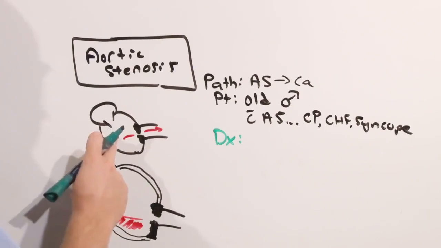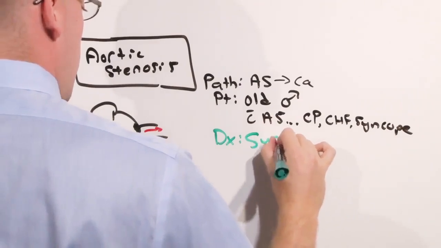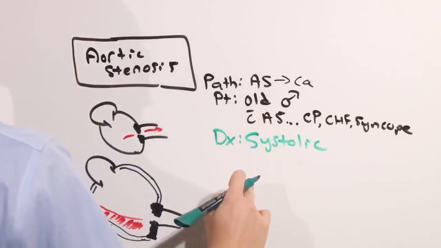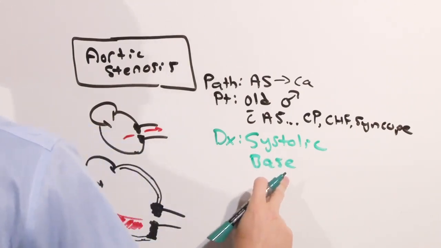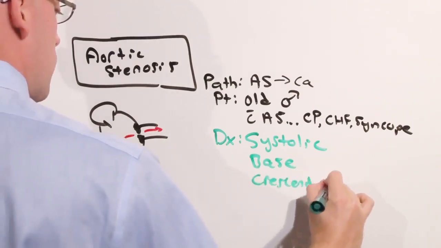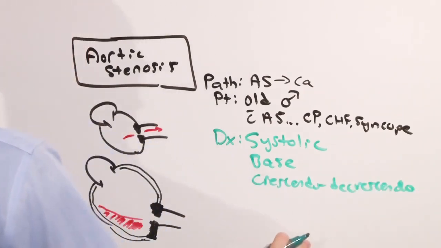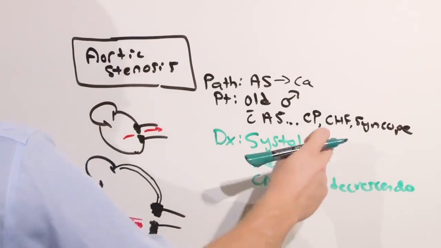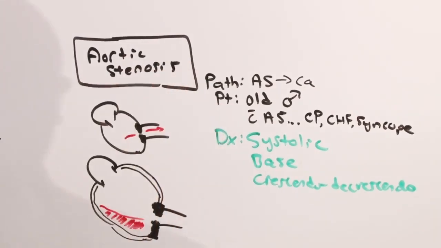Because blood is leaving the ventricle trying to get into the aorta, it is a systolic murmur. Because it is aortic, it is heard best at the base of the heart, right sternal border. It will be defined as a crescendo-decrescendo murmur. A systolic murmur heard best at the base, crescendo-decrescendo, in an old man is aortic stenosis.